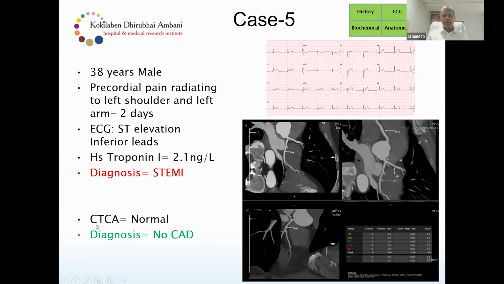Now he underwent a CT coronary angiography, which was absolutely normal. So earlier the diagnosis was STEMI, and now the diagnosis is no coronary artery disease. So the CT coronary angiography can also reverse the diagnosis. Sometimes it can give a diagnosis of coronary artery disease. Sometimes it can negate the diagnosis of ACS. So it helps in both ways.